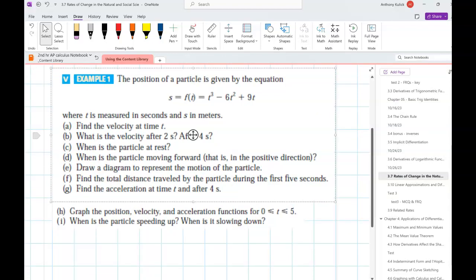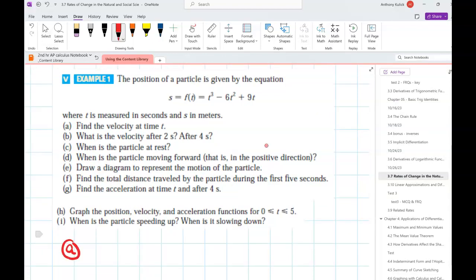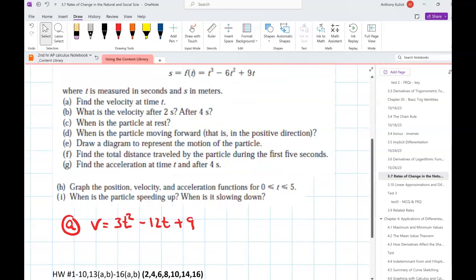But here's the good part: most of them are so simple, right? Part A, what's the velocity as a function of time? 3t squared minus 12 plus t. Oh, wow, rusty. But what did that take? Well, if I did it right, like 10 seconds maybe, right?